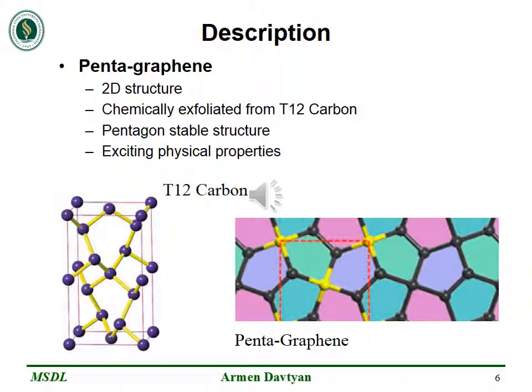The optimized crystal structure of the 2D pentagon-based phase is generated by chemically exfoliating a single layer from the T12 carbon. The result is the figure on the right, which is a new phase composed entirely of carbon pentagons, forming a pattern known as the chiropentagonal tiling.